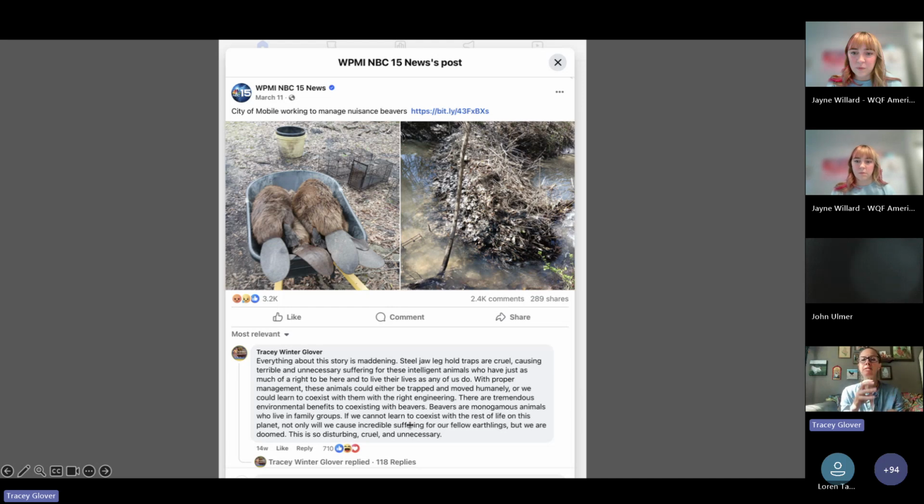I commented. I didn't really know what I was talking about. I think my comment was like, they should be relocated. It turns out it's actually illegal to relocate beavers in Alabama.